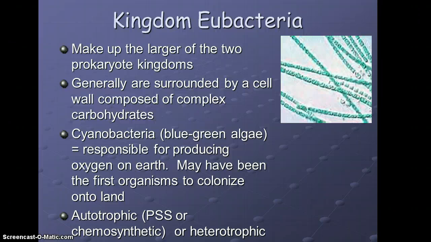And with eubacteria, they are autotrophic. Troph refers to energy, auto refers to self. So they make their own energy either through photosynthesis or chemosynthesis. Chemosynthesis is taking in a chemical to make energy. Photosynthesis is taking in the sun to make energy. Or they're heterotrophic, meaning they rely on other things for energy. Just like animals, we're heterotrophic. We cannot use the sun, we cannot use chemicals. We take in other organisms, other items to make our energy.